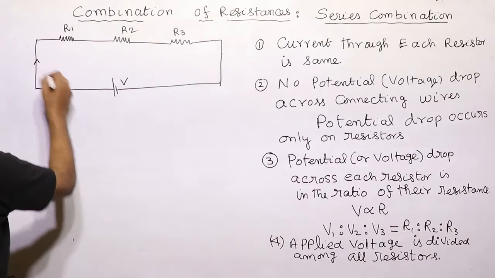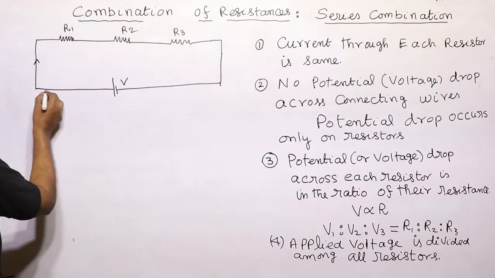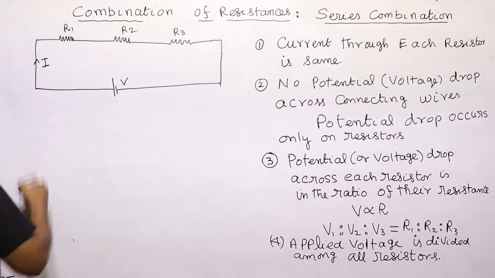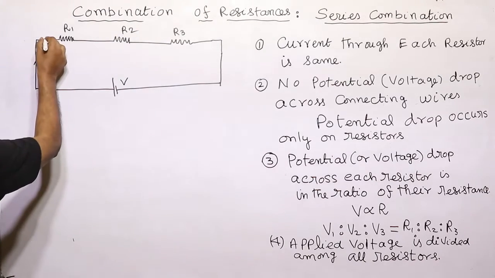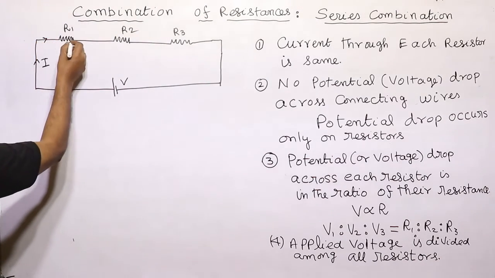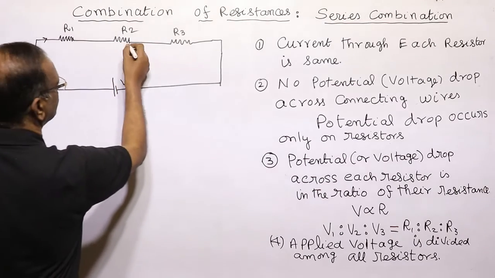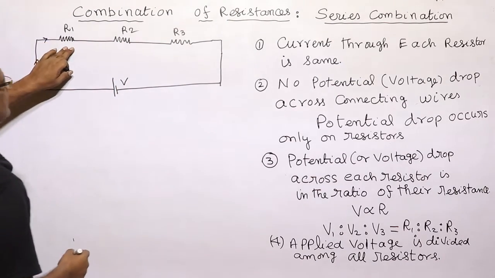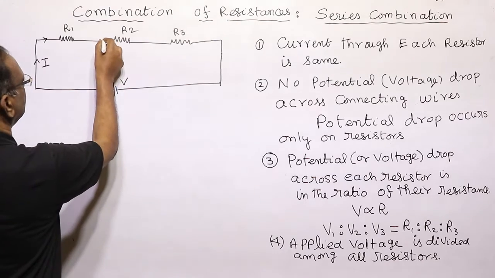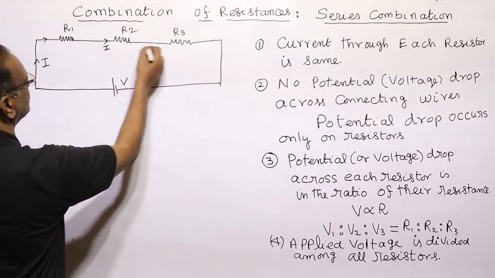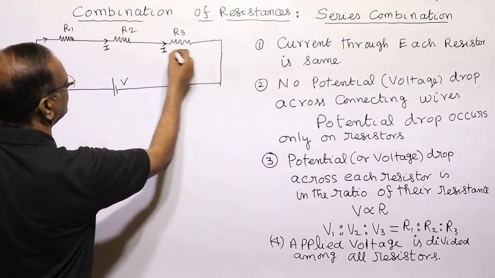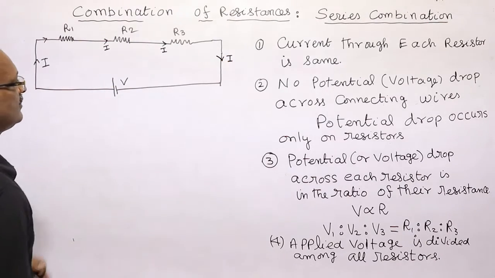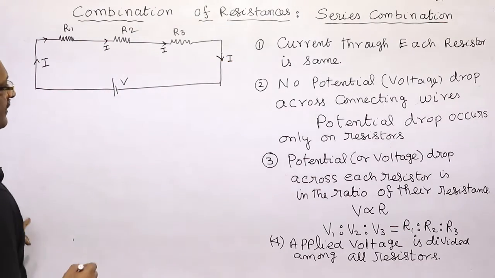So current will flow. Current always will flow from the positive end out and it will enter the negative side. So this is the current flowing through this one. It means the current will flow this way through this resistor and this resistor. Current will be the same in each resistor. So current through each resistor is the same.